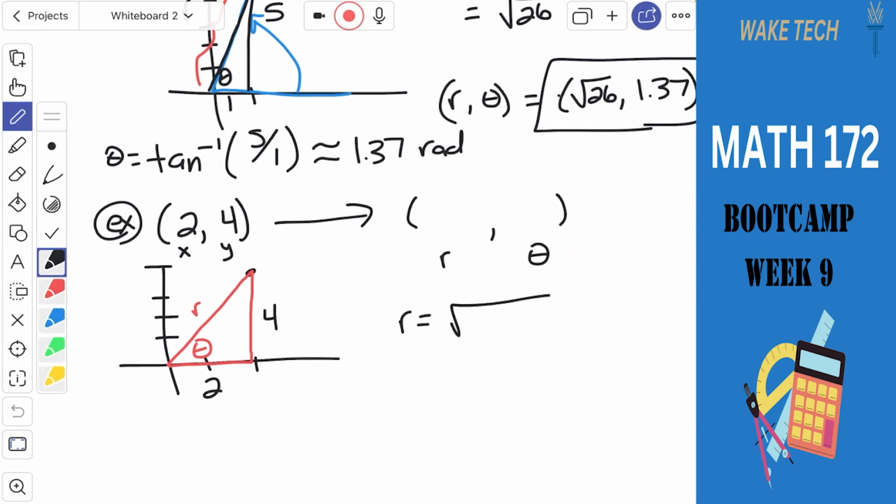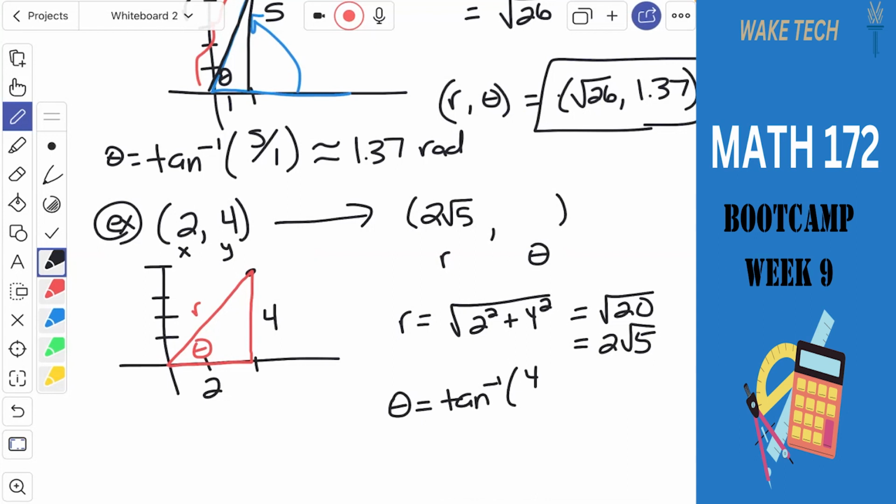r is the square root of x squared plus y squared. This is the square root of 20, which simplifies to 2 times the square root of 5. Theta is inverse tangent of y over x. We need to make sure we're in radian mode for these. Inverse tangent of 4 over 2 is 1.11 radians.